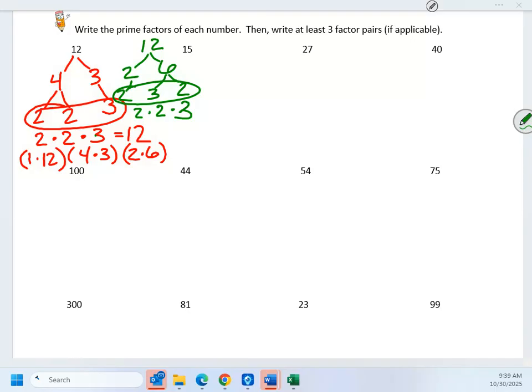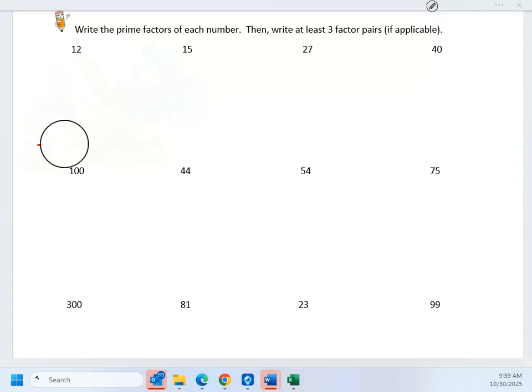Let's do another one together, but I'm going to erase this so I can get at that 15. First thing I'm going to do is think of a factor pair for 15. What would be a good factor pair? Jude? 3 and 5. Can I break my 3 down into anything else, Rhoda? No, 3 is a prime. Can I break 5 down into anything else? No, 5 is a prime. So this is a very small tree. My prime factorization is 3 times 5. Okay? It was a small tree.